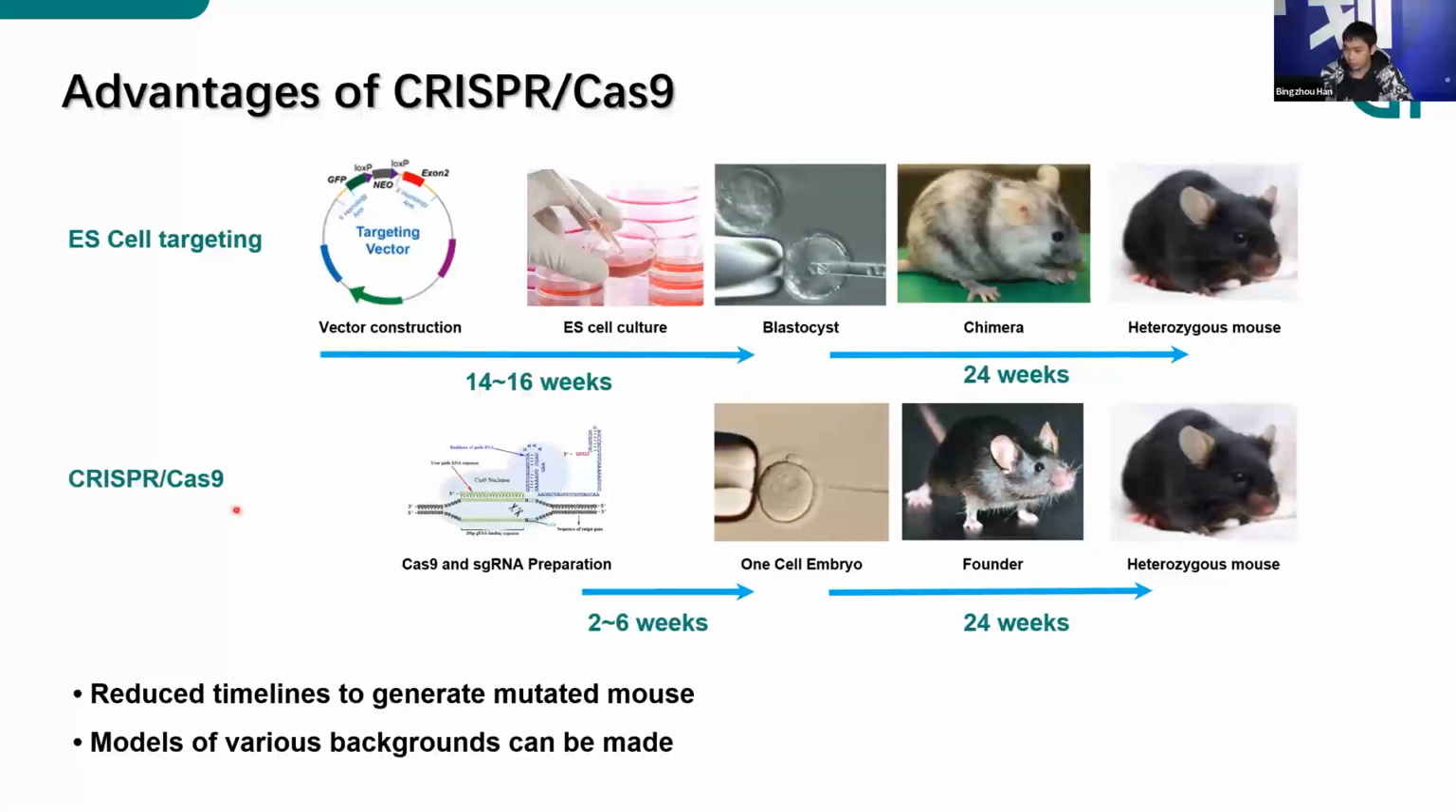However, in the case where we use CRISPR-Cas9, we only need to prepare the Cas9 and guide RNA, and some vectors if we need to do knock-in.